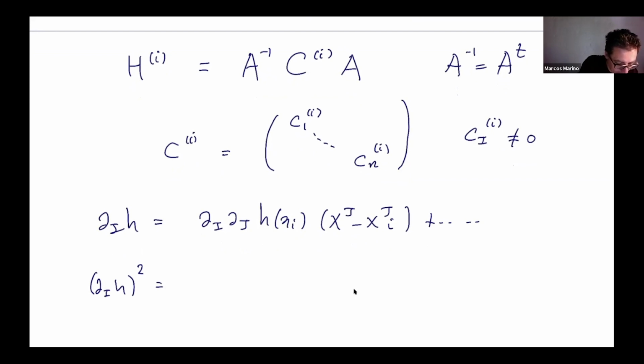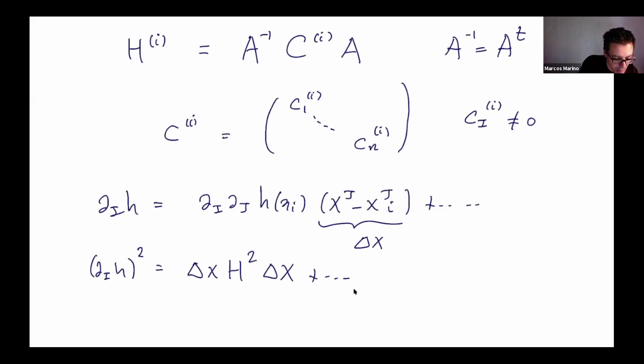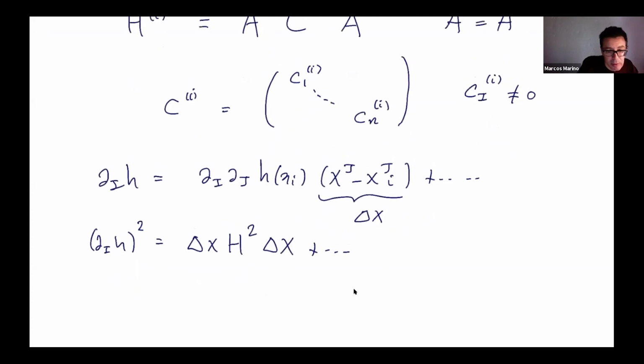So when we take the square of this, we are considering this matrix. Let me write some notation: delta x, so this is going to be given by delta x times H squared times delta x. So we want to diagonalize this expression.